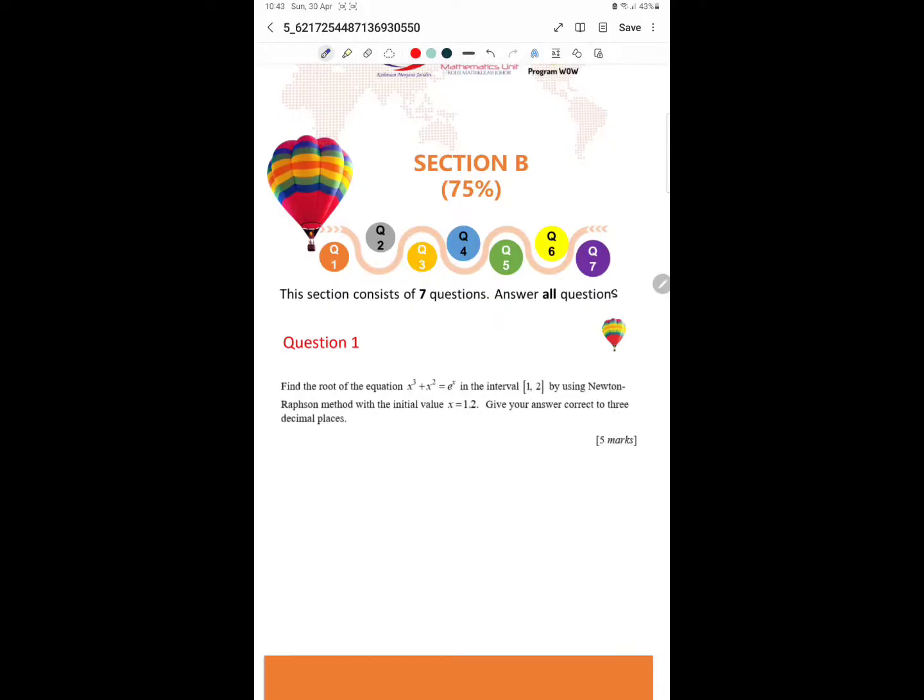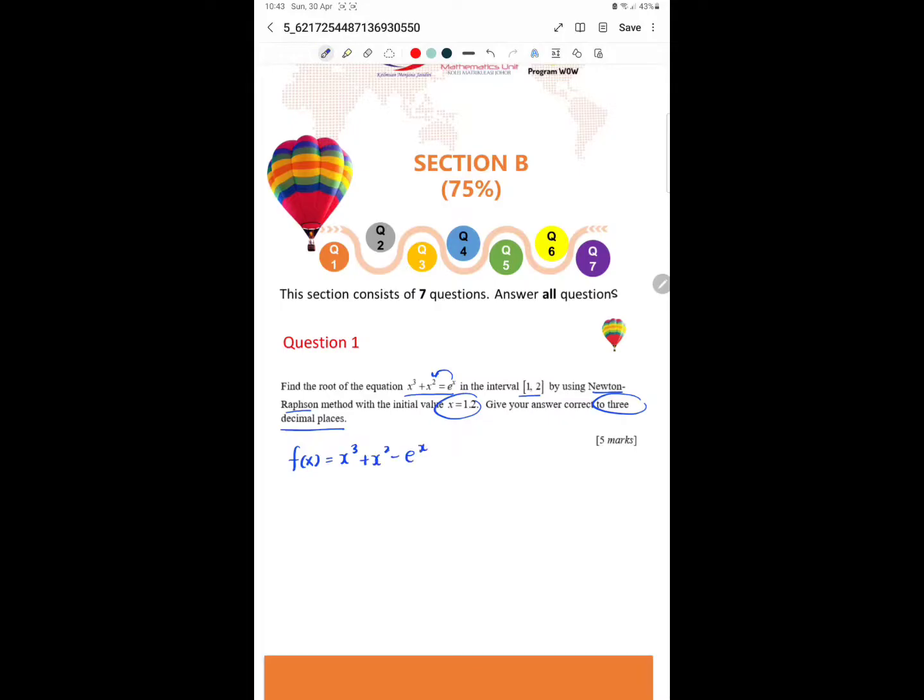Okay, question 1, we have this equation given in interval using Newton-Raphson method. So, initial value is given. Give your answer to 3 decimal places. Make sure you're aware how many decimal places is all being asked in the question. Alright, so first, we are going to write fx equals to, okay, this one move to one side only, right? Ex move to the left side, so we are going to have x square minus.